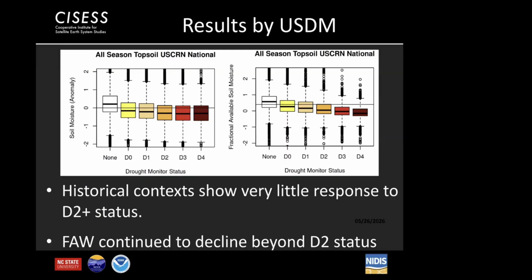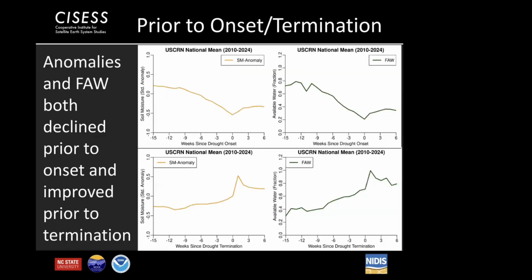And you see it steps down from none to D0, and then it kind of levels off for soil moisture anomalies. You don't really see further declines, at least in the interquartile range, which is what I'm looking at. For fractional available water, we actually see a stair step as you move down through worsening drought conditions based on the drought monitor category. So it's just an interesting feature to point out.